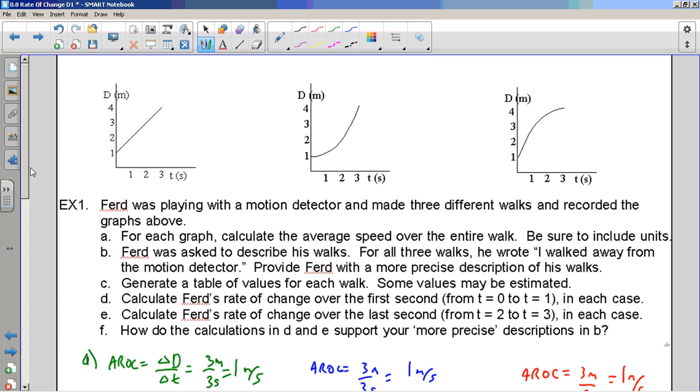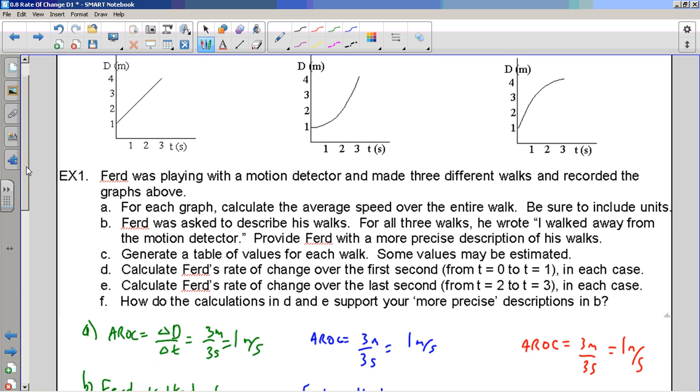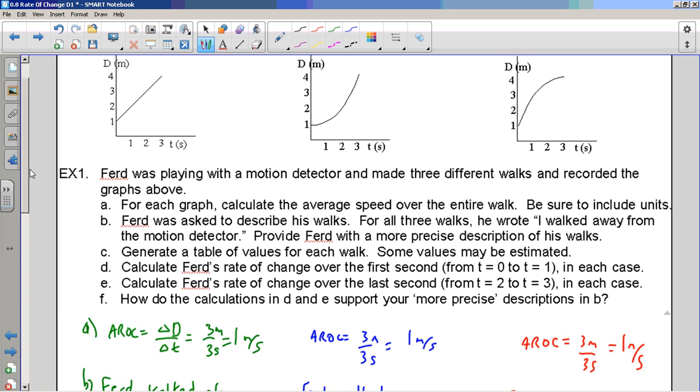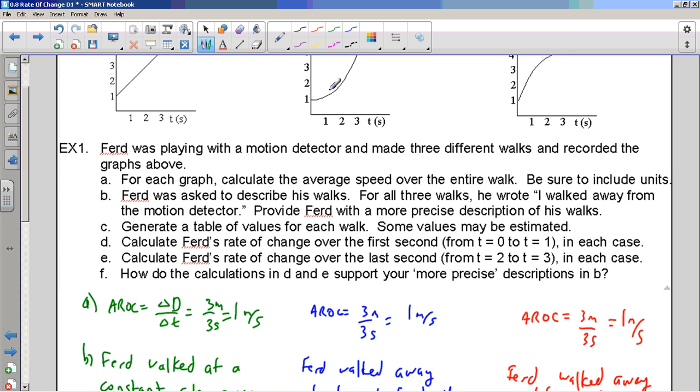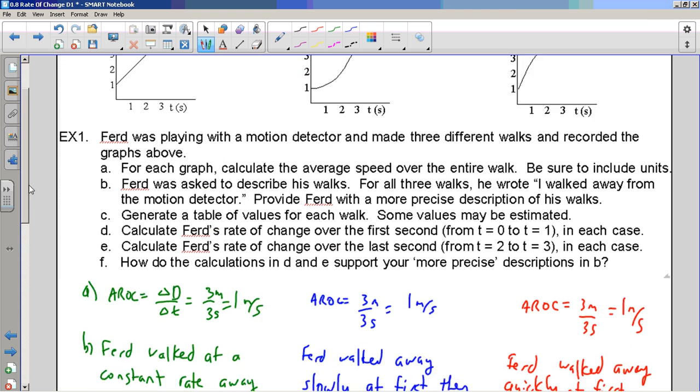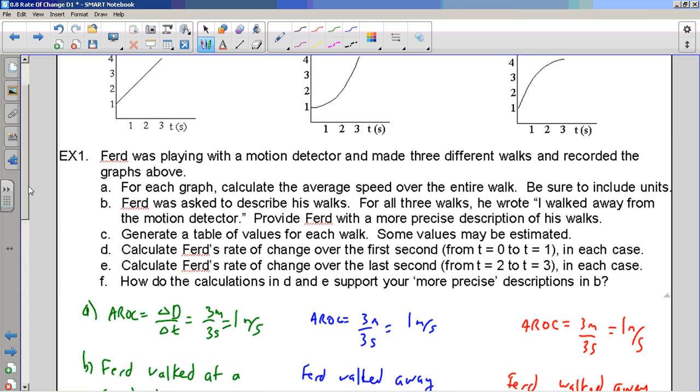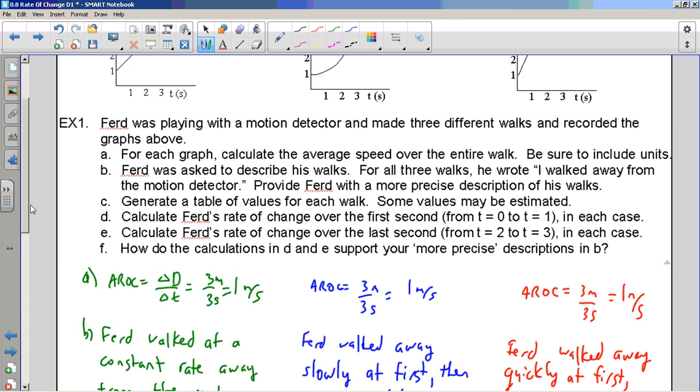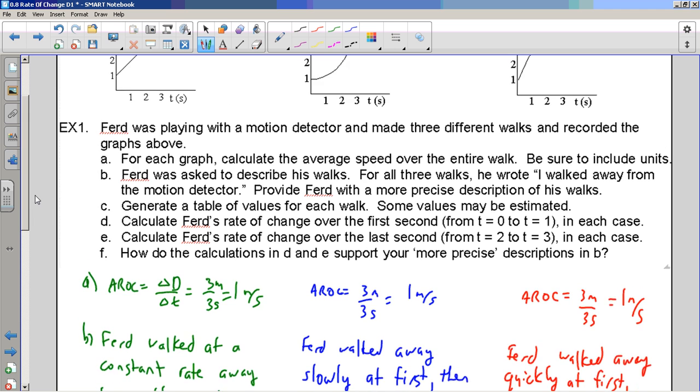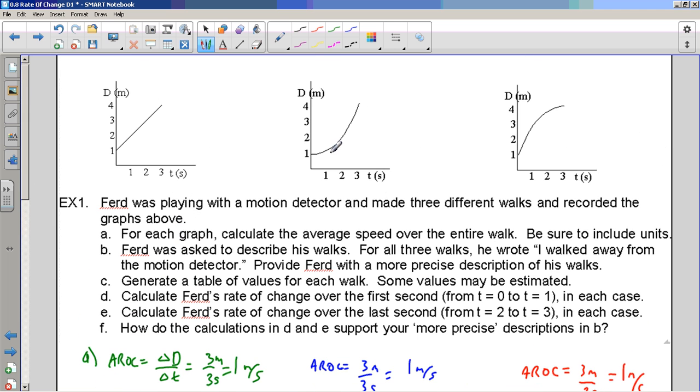Taking up the rest of the stuff, we've got 3 walks, Fred, in his motion detector. And you see I've done them in green, blue, and red. So check your answers. This idea of all of them are walking away from the motion detector, but you can be more specific, right? Constant rate, slowly at first, then more quickly, at first quickly and then more slowly.